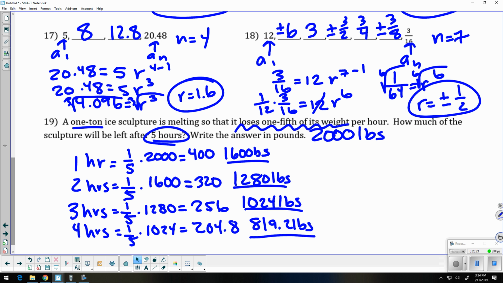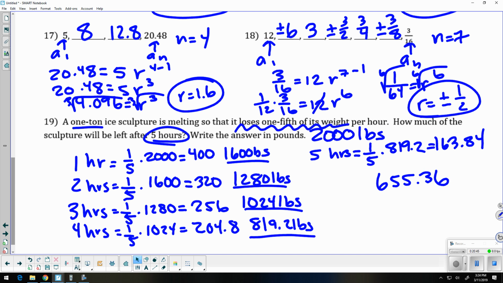Now for the last one, so 5 hours. What we're doing is again 1/5 of where we're at right now, which is 819.2, and that should come out to be 163.84. So if you subtract that away from 819.2, you should get 655.36 pounds, which will be your final solution. So starting with 2,000 pounds, it shrunk all the way down to 655.36 pounds.